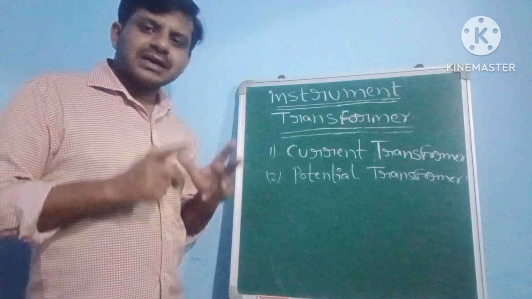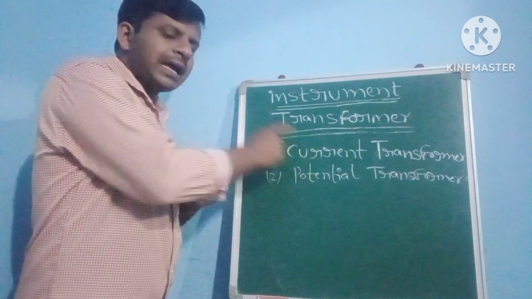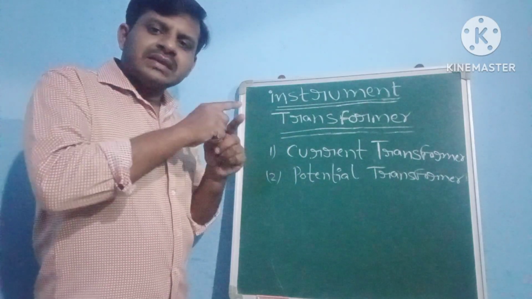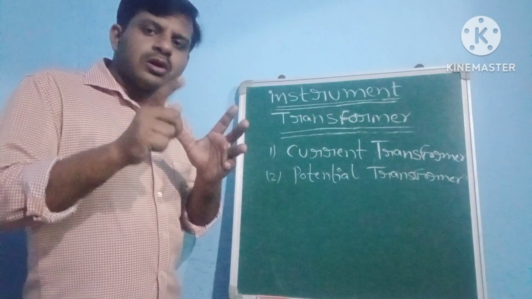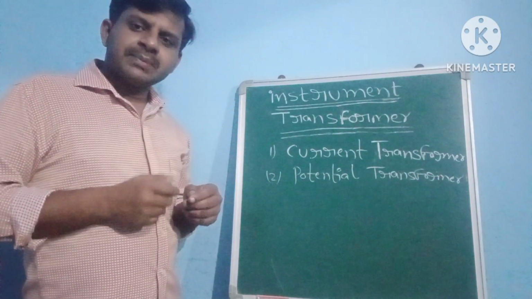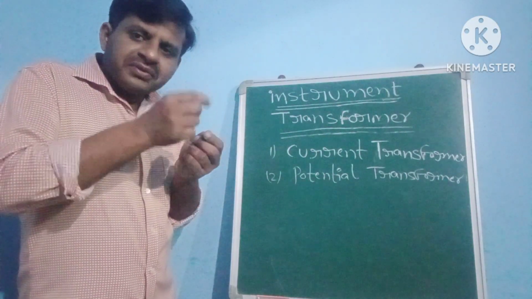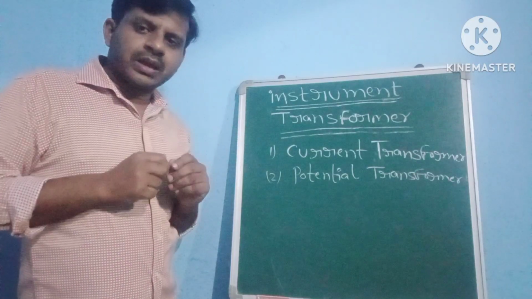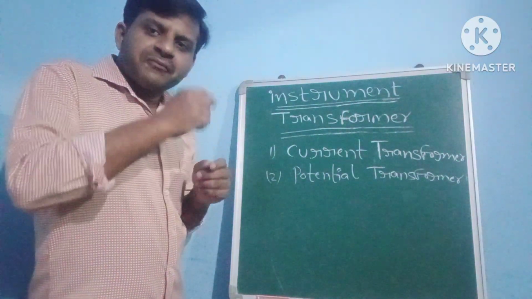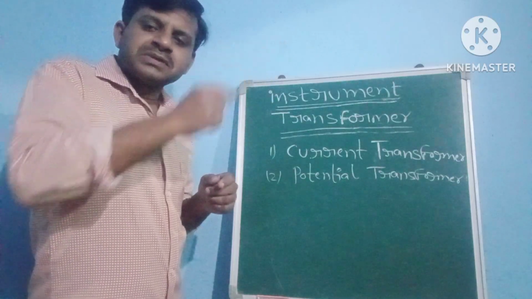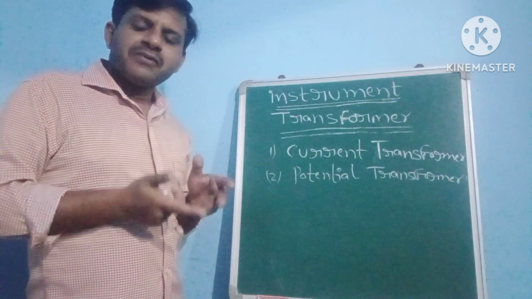Coming to the construction point of view, the current transformer is connected in series with the transmission line, and the secondary side is connected to the load. Here the load is nothing but an ammeter connected at the secondary side ends. To measure the current, how much current is flowing through the entire transmission line can be found with the help of the ammeter.